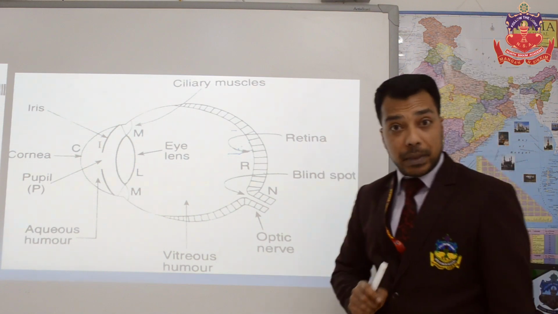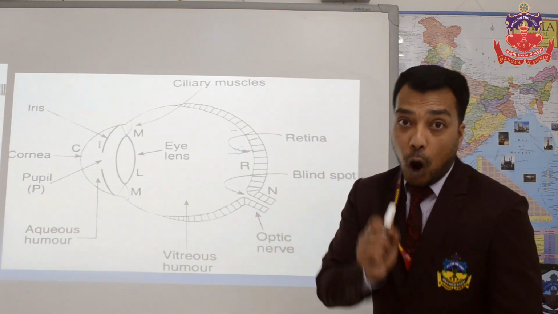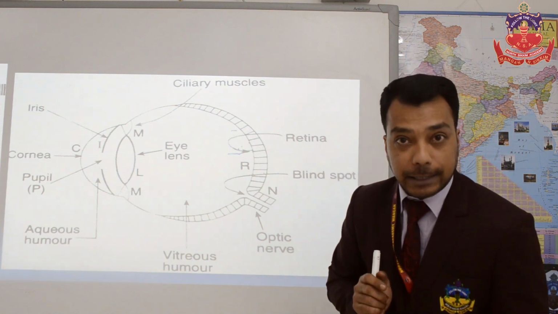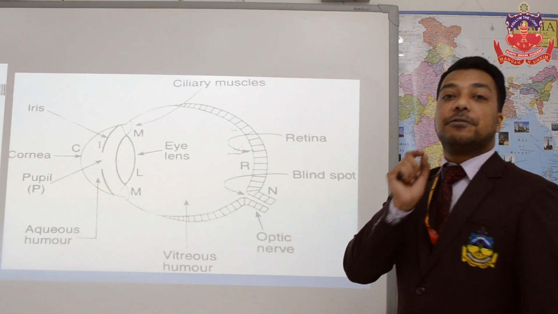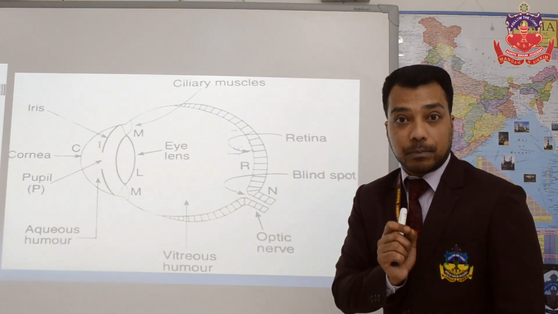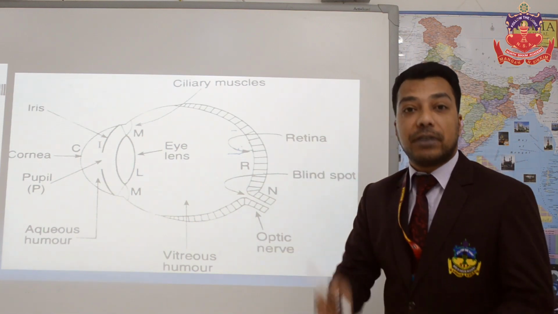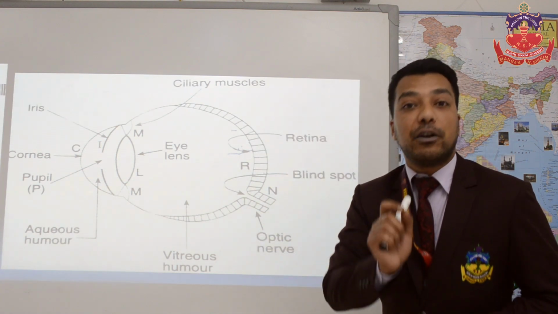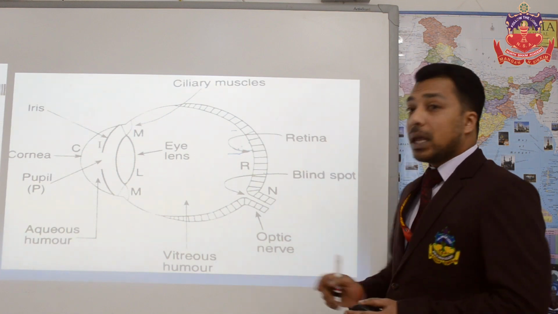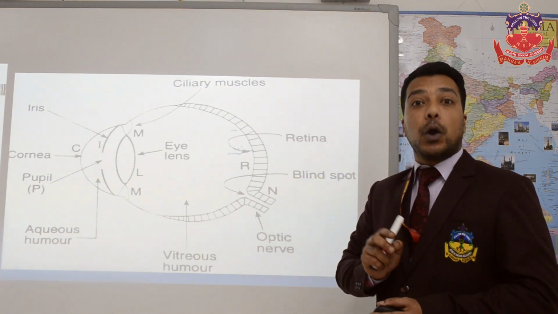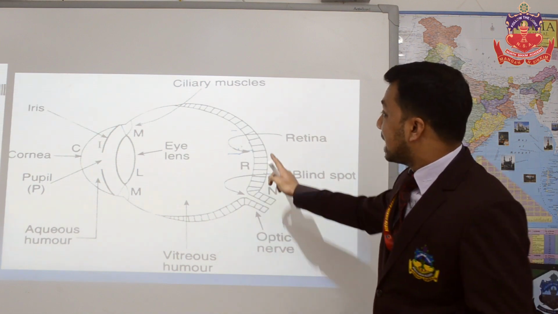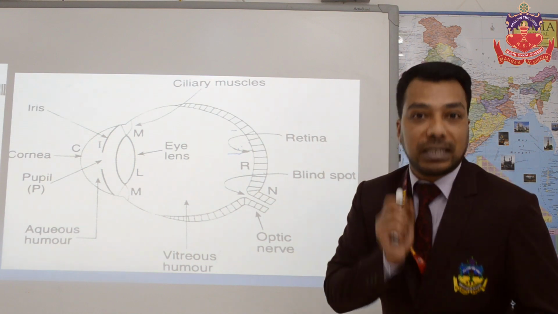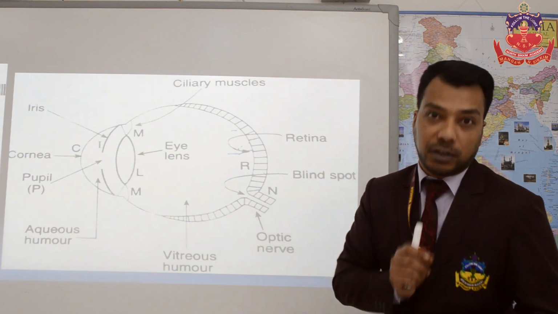Now what is the retina? The retina is a screen on which the image is formed when the light falls on it. This retina is very sensitive to light. So it consists of several cells which get activated when the light falls on the retina. Mainly, there are two cells in the retina which get activated as soon as the light falls on it. They are number one, rod cells, and number two, cone cells.